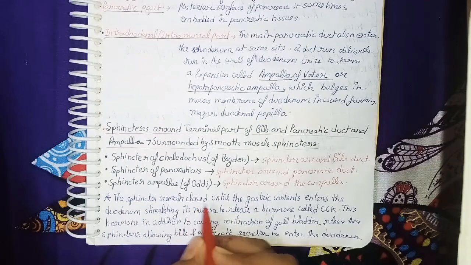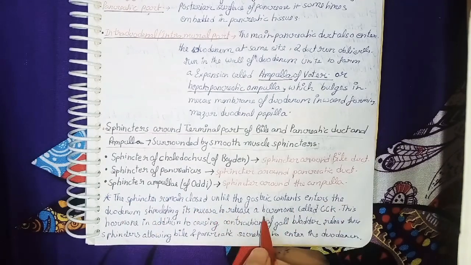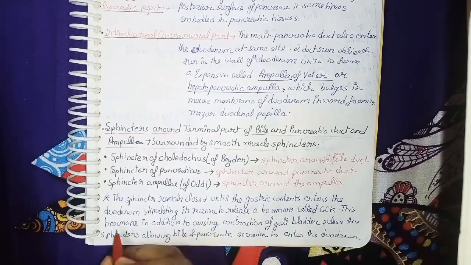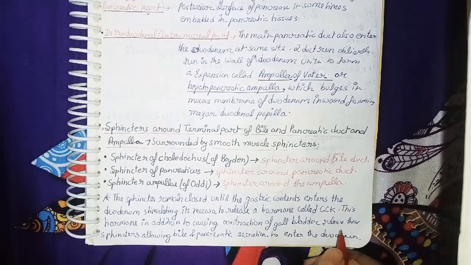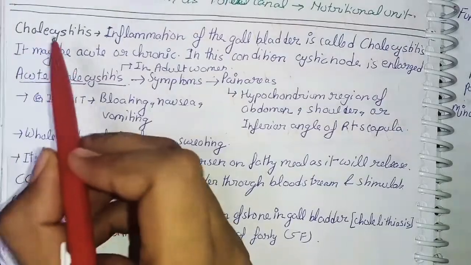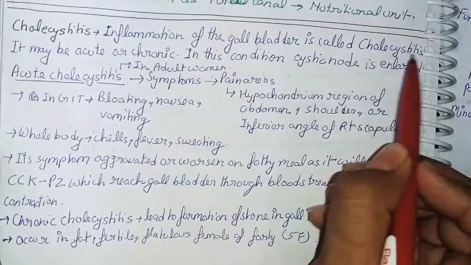The sphincter remains closed until the gastric contents enter the duodenum, stimulating its mucosa to release a hormone called cholecystokinin. This hormone, in addition to causing the contraction of gallbladder, releases this sphincter, allowing the bile and pancreatic secretion to enter in the duodenum. Coming to cholecystitis, an inflammation of the gallbladder is called cholecystitis.